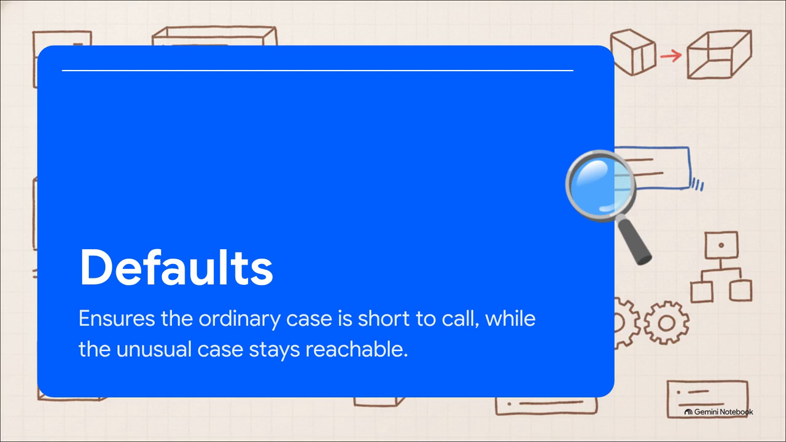Plus, when you build your own machine, you gain total control over its efficiency. You do this by assigning default inputs, which, by the way, is a very deliberate design decision. By setting a default, you guarantee that the ordinary everyday case is super short and easy to call. But because that input is still technically defined, your unusual edge case scenario always stays reachable if you ever actually need to overwrite the default. It's the best of both worlds.